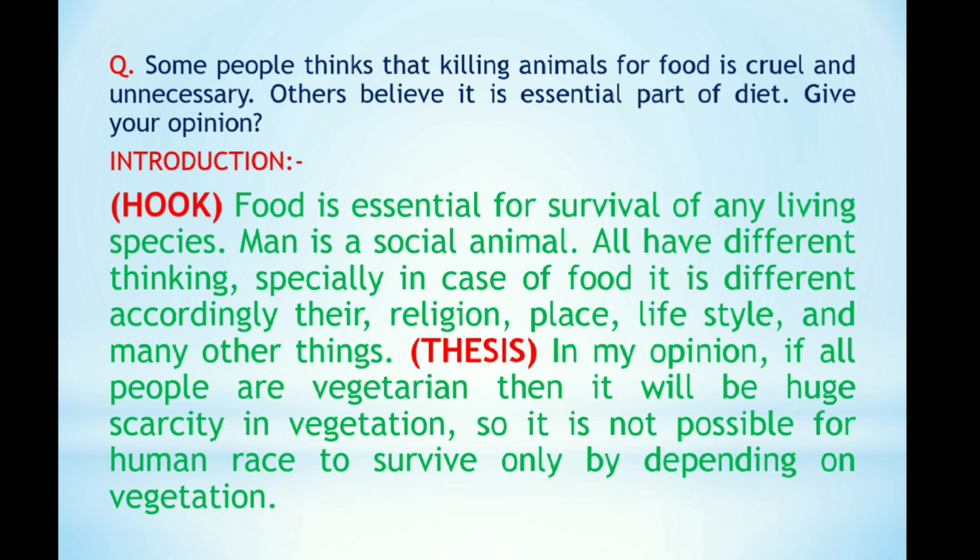So this is the third example from the hook statement case only. Now let's read the thesis statement over here. I said that in my opinion, if all people are vegetarian, then it will be huge scarcity in vegetation. So it is not possible for human race to survive only by depending on vegetation. So over here the question is regarding killing animal and non-vegetarian kind of a thing, and they just directly ask give your opinion. So we cannot say that I am partially agree or partially disagree, and we cannot be 50-50.